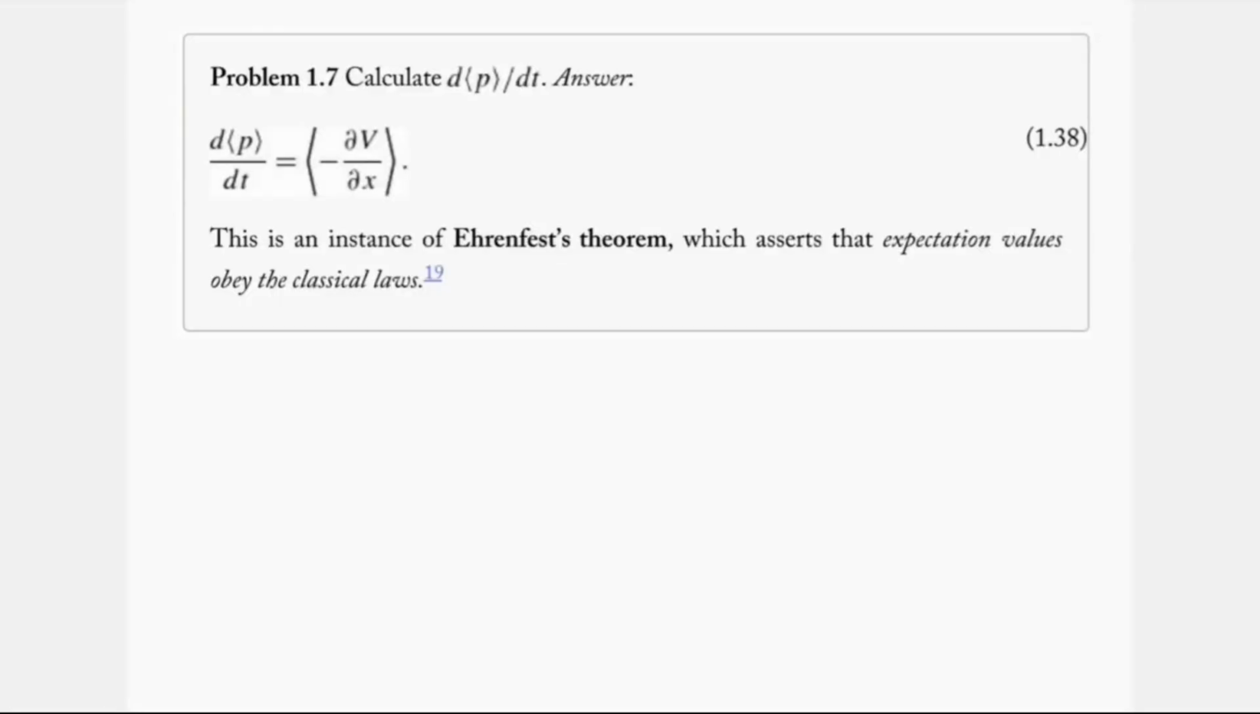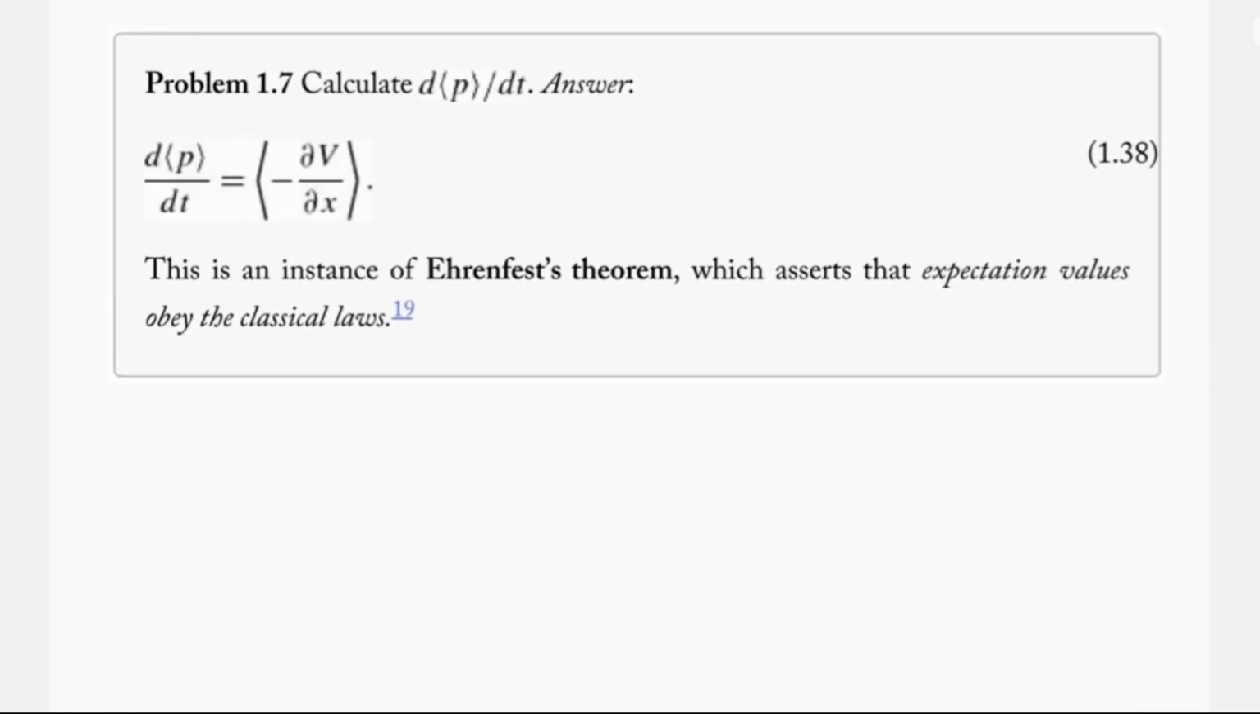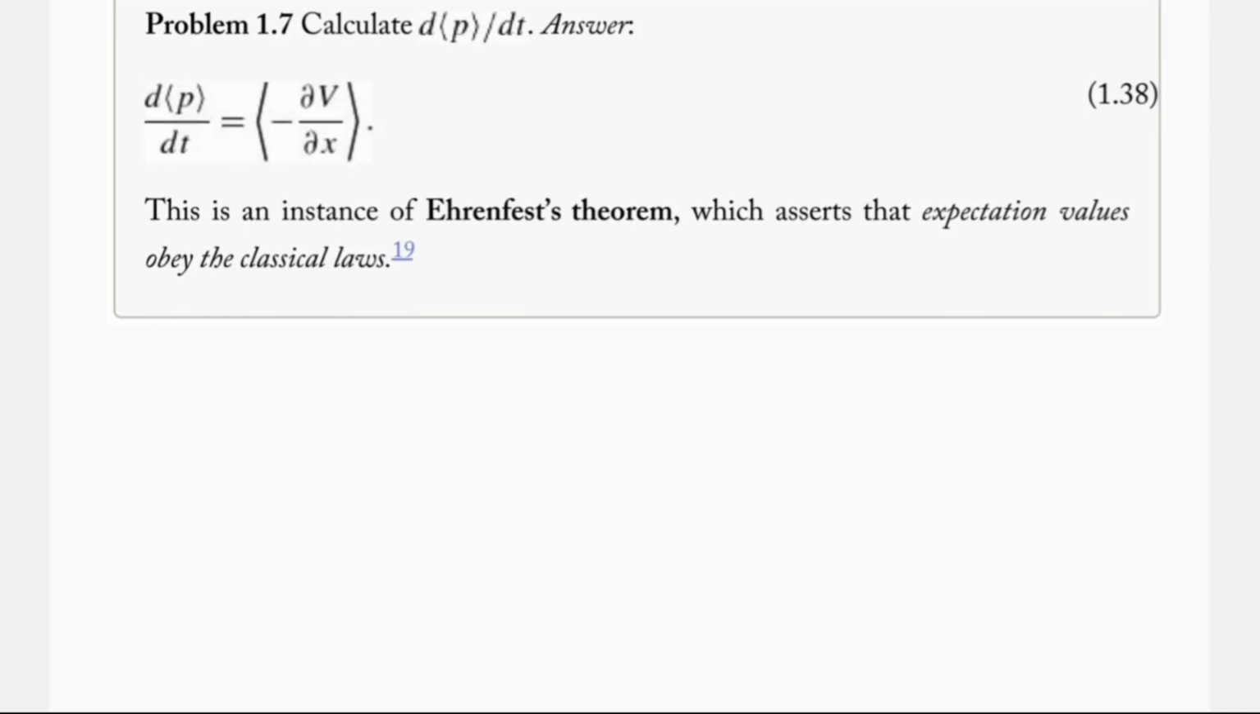Today we'll be taking a look at problem 1.7 from Griffiths Introduction to Quantum Mechanics, 3rd edition. In this one we're asked to calculate the derivative with respect to time of the expectation value of momentum. We're going to do this using Ehrenfest's theorem, which, as it says there, asserts that expectation values obey the laws of classical mechanics.